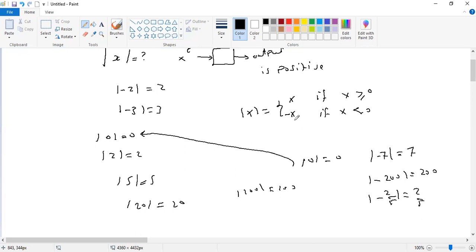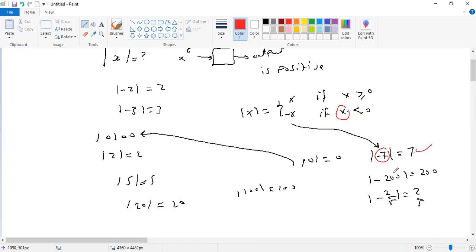So if x is less than 0, meaning negative, you have to multiply by negative to make the output positive. Like I said here, the absolute value of -7 is 7, meaning we multiply by negative. For -200, the answer is 200, because -200 is less than 0, so the output will be 200. See here, this x is -7, which is less than 0, so the answer for -7 will be 7.